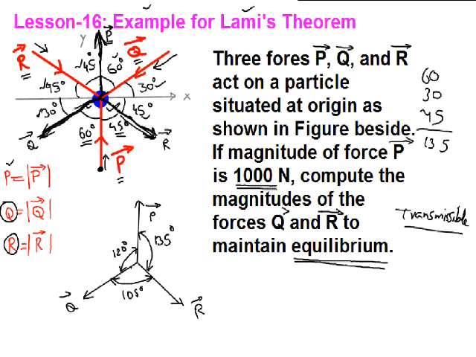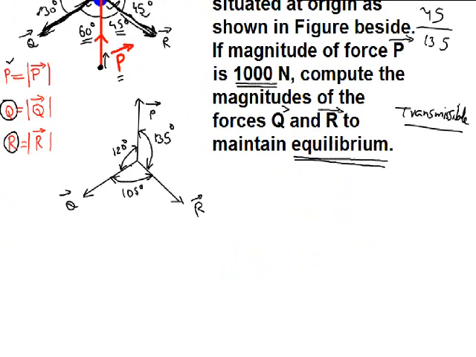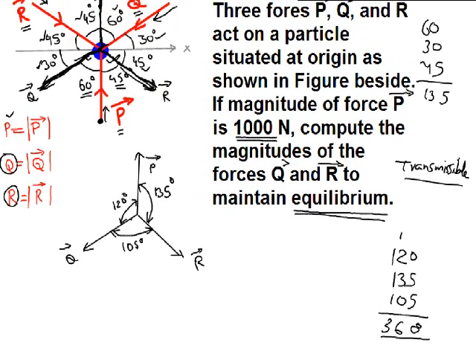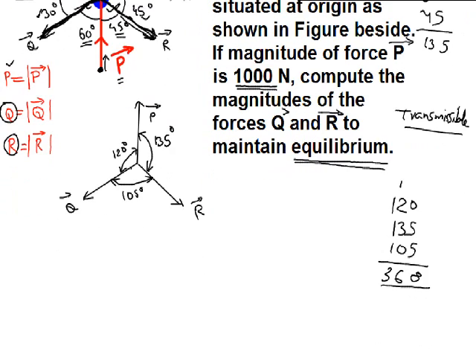Just to make sure that we are computing the angles correctly, the sum of the angles 120, 135 and 105 is 360 degrees. These three sum to be 360 degrees, so probably we did right. And now we can apply Lami's theorem.